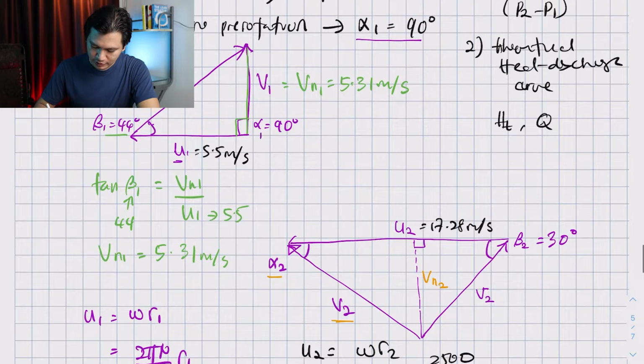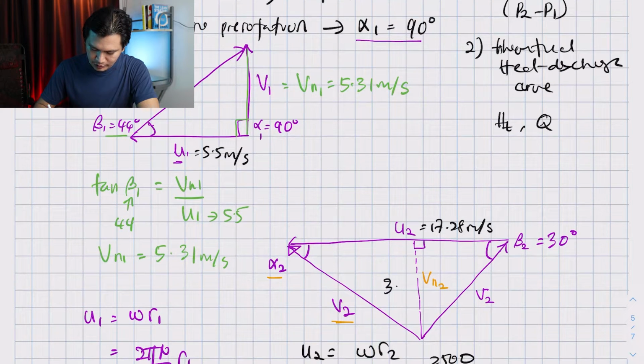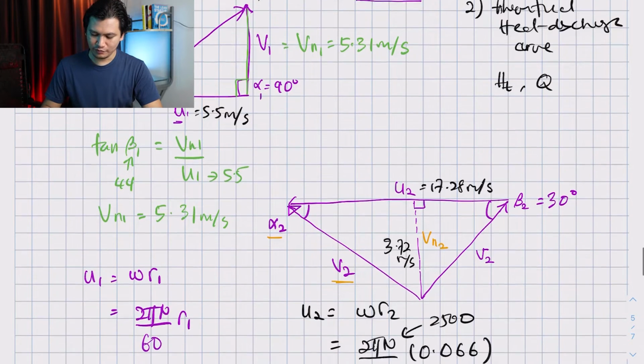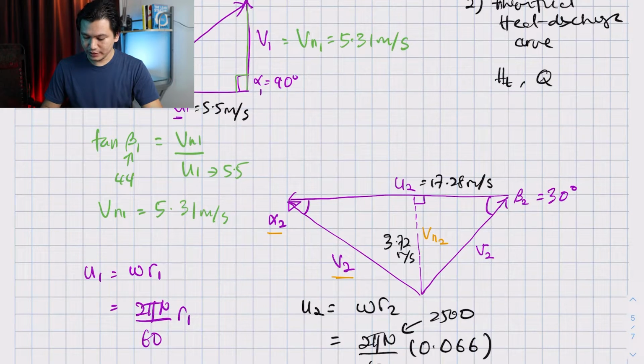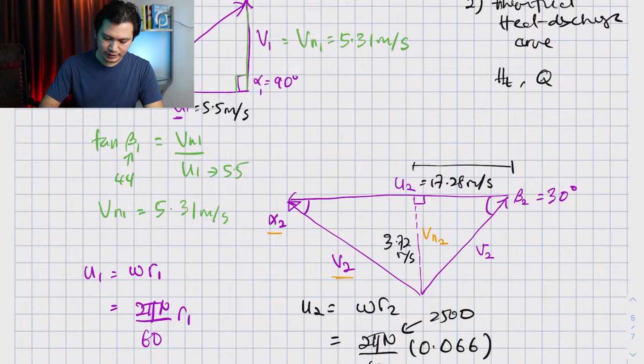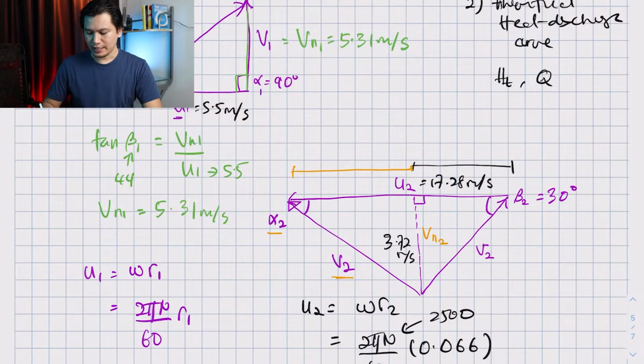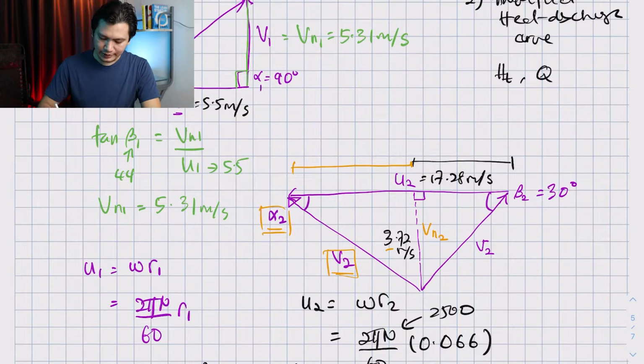And in here, I'm just going to label it. This is 3.72 meter per second. Okay, now what do we do with this information? Basically, what I'm looking for is this distance. Because when I find that distance, I can actually find this distance. And when I have this distance and this value, I can find V2 and I can find alpha 2. Does it make sense to you? And this distance is VT2.